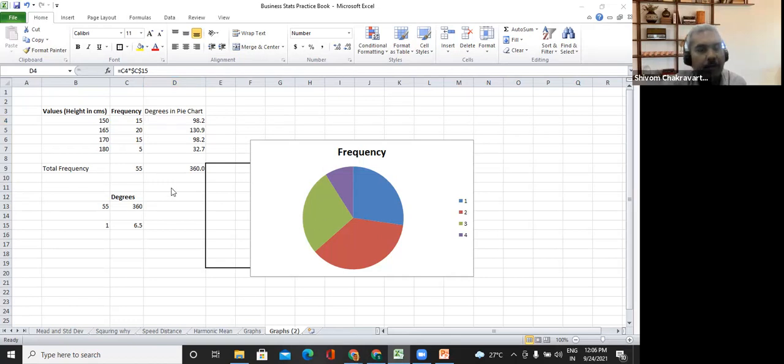Formulas we have not used as such. I think you mean this one only, how to calculate the degrees. So the total frequency will be 360 degrees. In a full circle, starting from one point and coming back to the same point, we go 360 degrees.